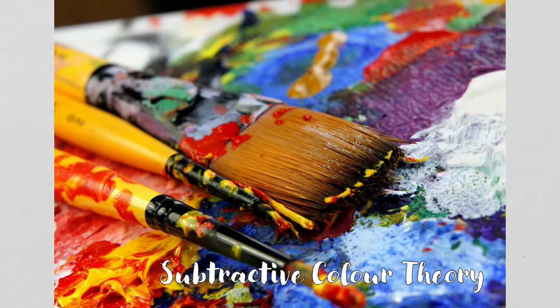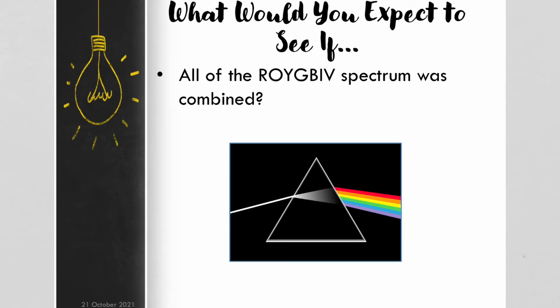In this video lesson, we're going to look at subtractive color theory and how that relates to light and optics. So, question: what would you expect to see if all of the ROYGBIV color spectrum was combined into one? What would that look like?